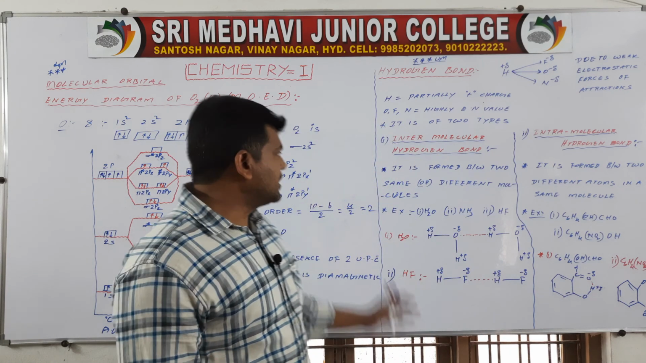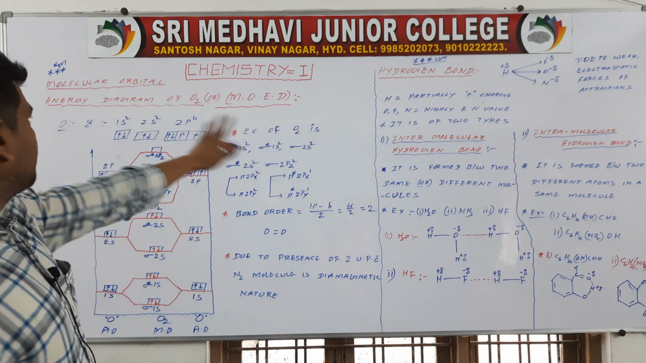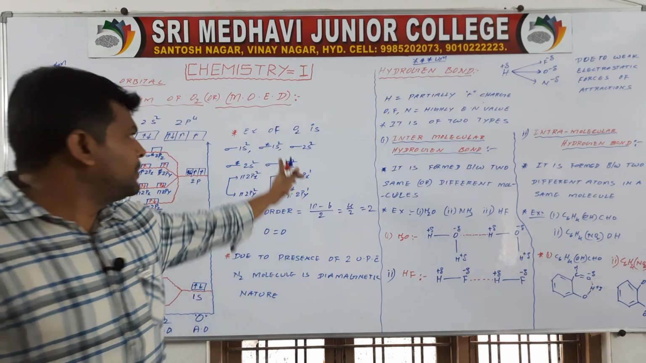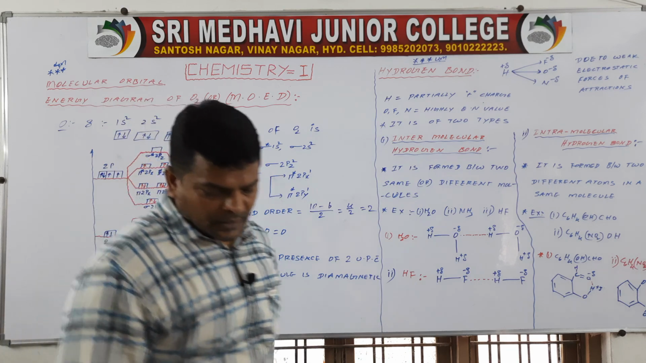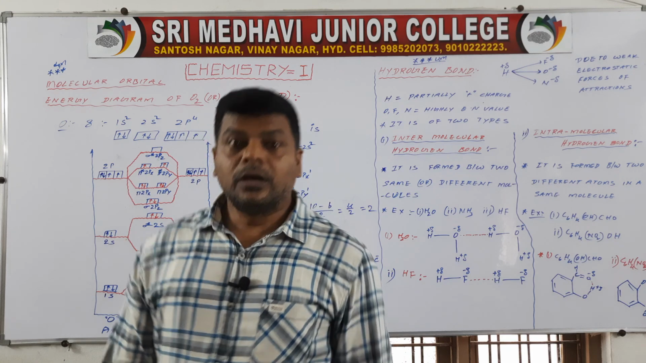Okay, so this is today's class. Both are very important topics, 4 marks and 4 marks: molecular orbital energy diagram of O2 and hydrogen bond. Okay, going to leave.